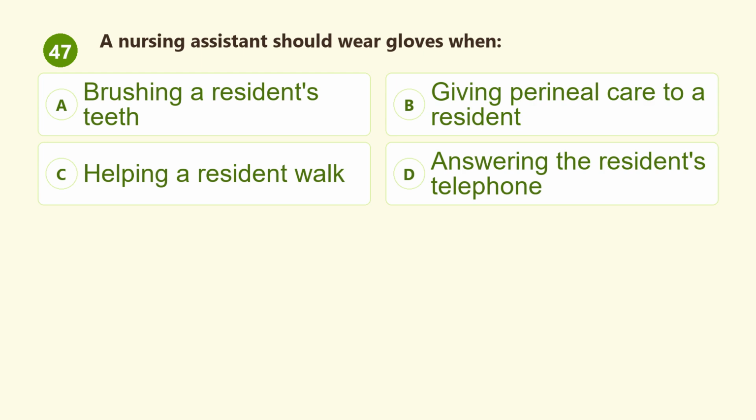Question 47. A nursing assistant should wear gloves when: Option A. Brushing a resident's teeth. Option B. Giving perineal care to a resident. Option C. Helping a resident walk. Option D. Answering the resident's telephone.